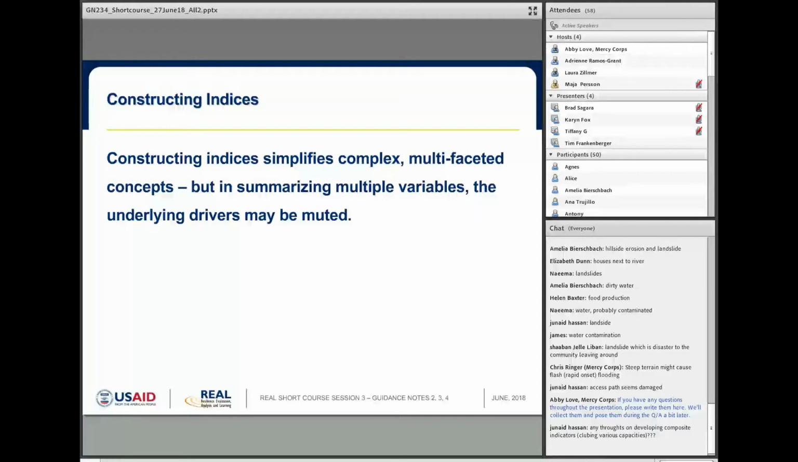So the other thing as part of our analysis is that we try to construct indices to simplify complex, multifaceted concepts. As Brad was talking about, we have these absorptive capacities, adaptive capacities, and transformative capacities that are actually constructed as indices to see how these affect people's ability to manage shocks and stresses. But we have to pull these indices apart and look at the individual components if we really want to know where we need to put our investments to improve resilience in a particular area. So we use a combination of techniques for constructing and analyzing the indices, but also for allowing us to focus on the individual components.